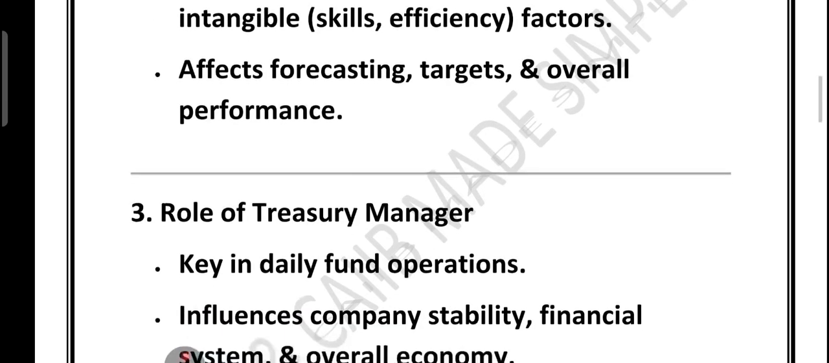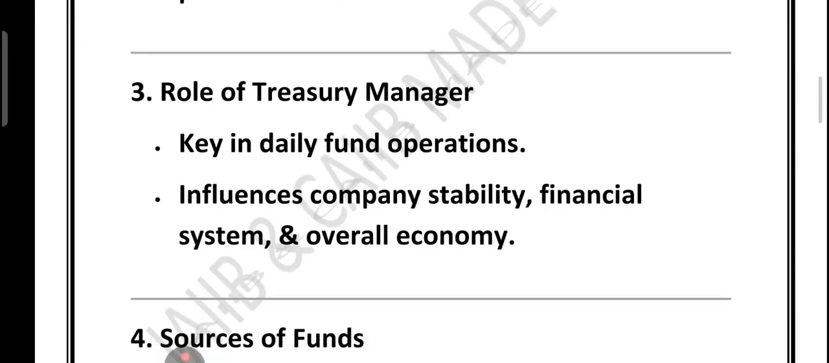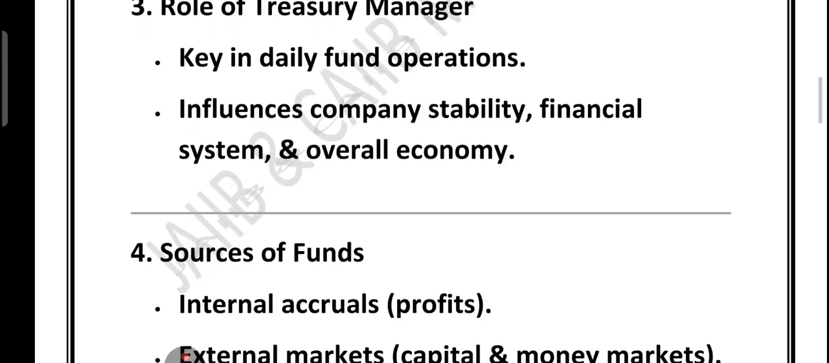What is the role of the treasury manager? He handles daily cash flow, fund allocation, liquidity planning. He or she monitors financial stability of the firm and indirectly supports economic balance. And they are a key link between corporate operation and the financial system.